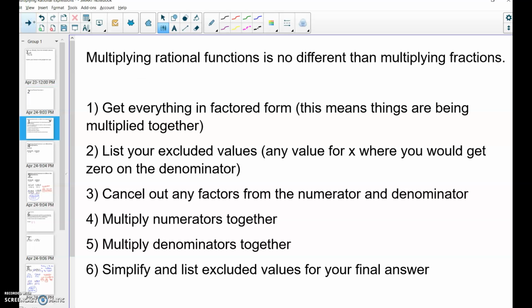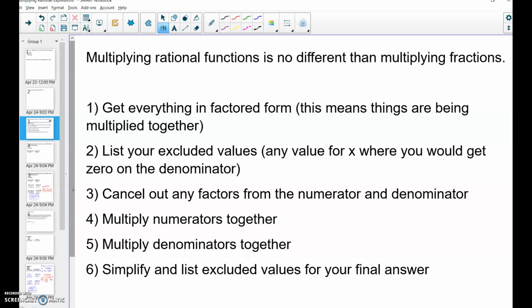The next slide here has a list of all of the steps for multiplying a rational function. Very similar to multiplying fractions, everything needs to be in factored form. So that means everything is being multiplied together. You need to list your excluded values. When you're multiplying rational functions together, you will have more than one fraction, so you need to list everything that's in the denominator for all fractions included, to make sure that you include all the values where you could get 0 on the denominator.